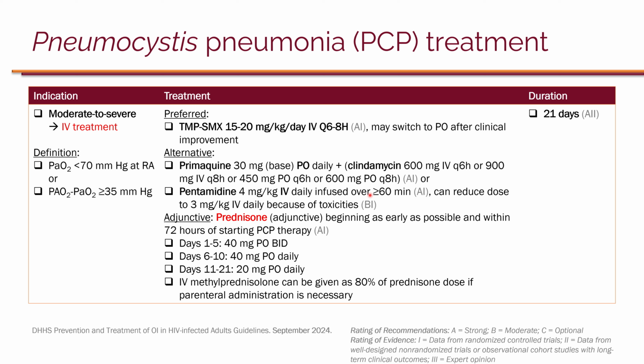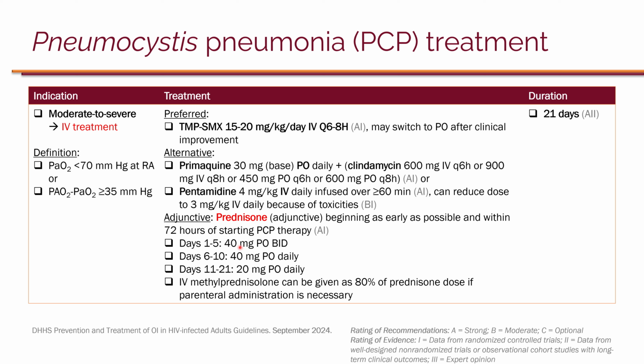And very important for patients with moderate to severe is the adjunctive treatment of prednisone. This is associated with reduced mortality. So these patients who have moderate to severe PCP are at increased risk of dying. So prednisone, which can be given over the 21 days as a taper.